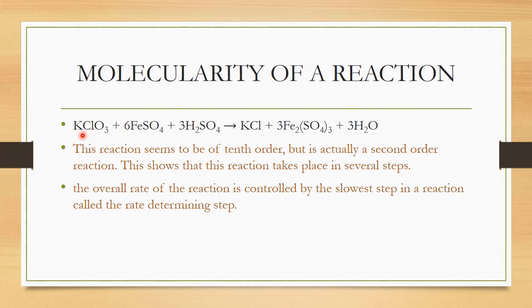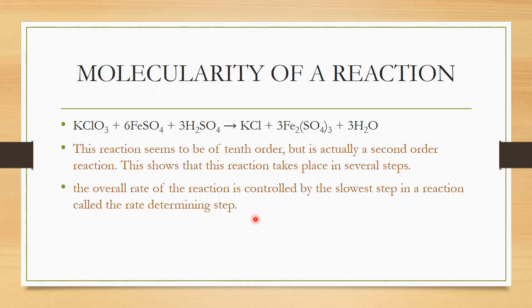Let us see this reaction. Here 1 mole of KClO3 is reacting with 6 moles of FeSO4 and 3 moles of H2SO4 to give us products. It seems to be 10th order, but actually it is a second order reaction. It means this reaction takes place in several steps, and the overall rate of a reaction is controlled by the slowest step of the reaction. So, the slowest step of the reaction is called the rate determining step.